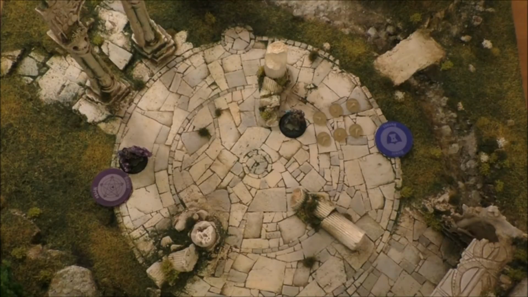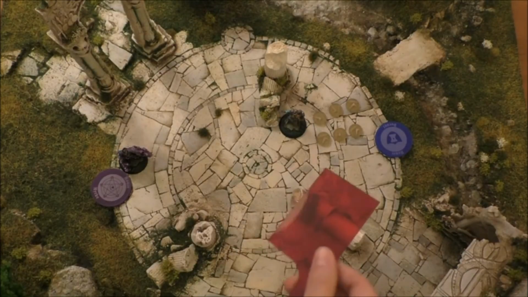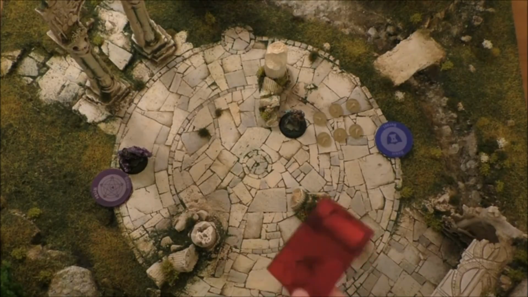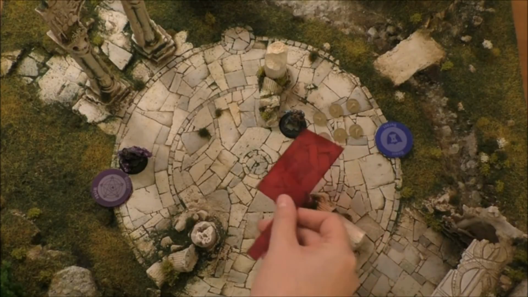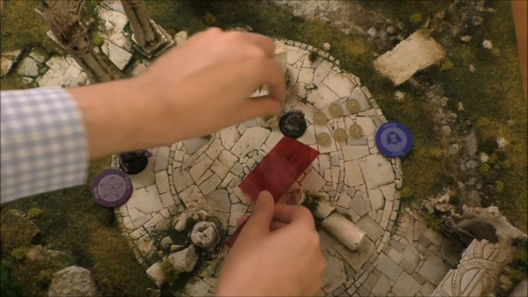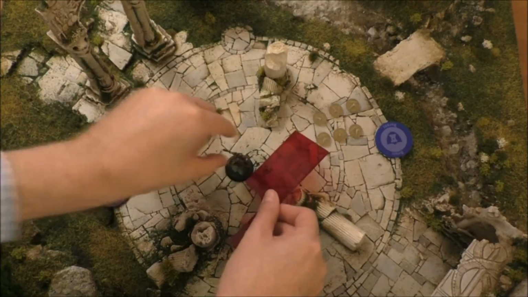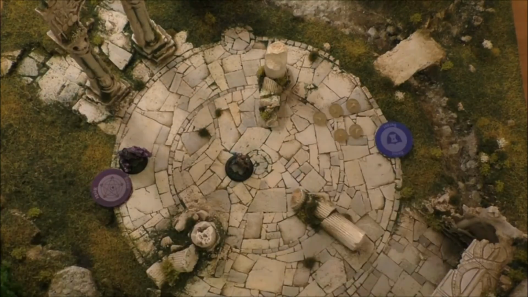Now, when it's a model's chance to activate, they can spend any number of actions in order to do a range of things. They can do something called universal special actions, which means things like walking. So, for example, Luther Draxos has a movement of 3 on his card, so he can move up to 3 inches in any direction. So let's just say he moves 3 inches that way. That will cost him 1 action.